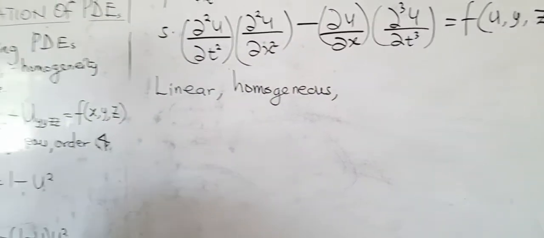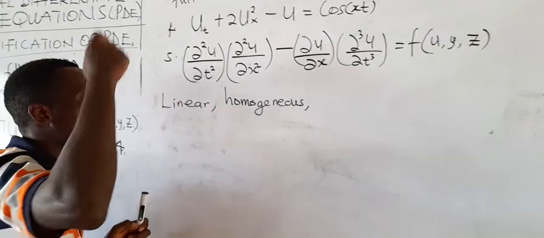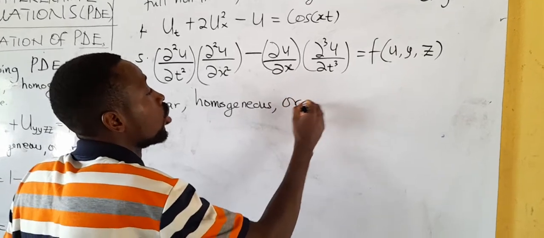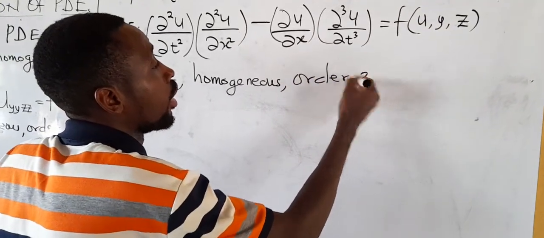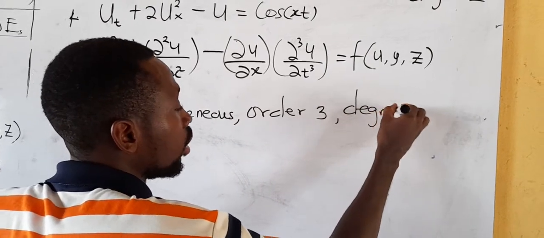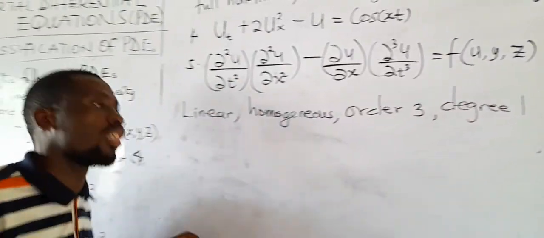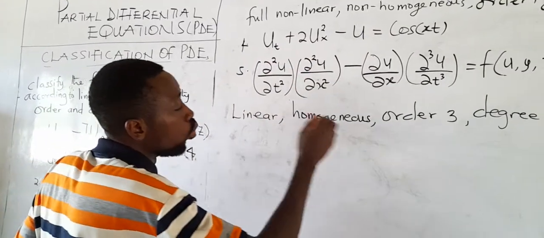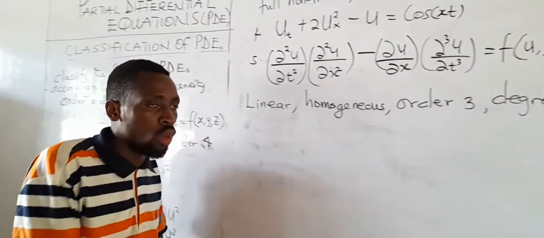Now let's check the order. The highest order partial derivative here is 3. So order 3. What is its degree? The degree is 1. So we can say this partial differential equation is linear, homogeneous, order 3, degree 1. I hope you get that.